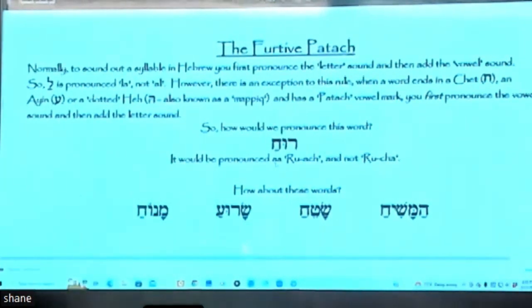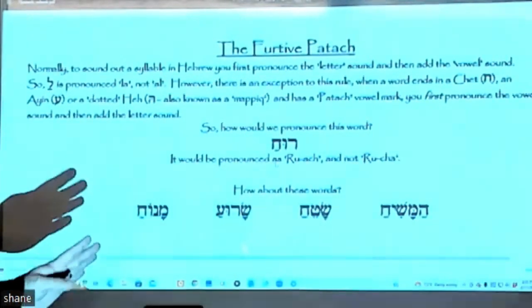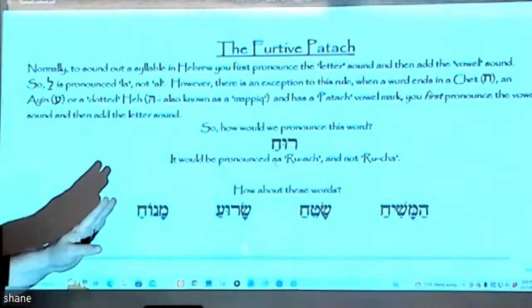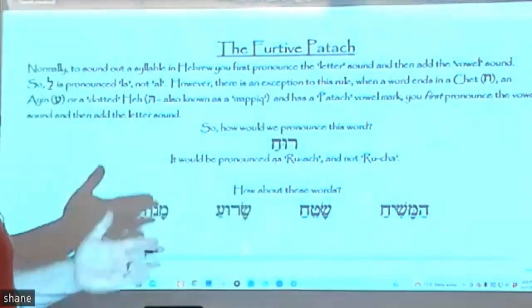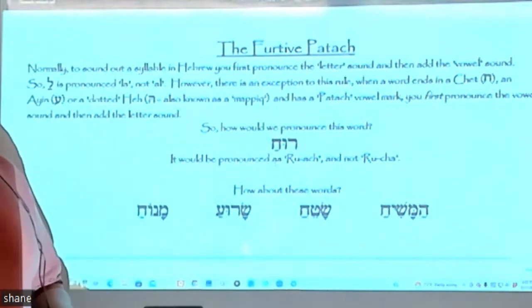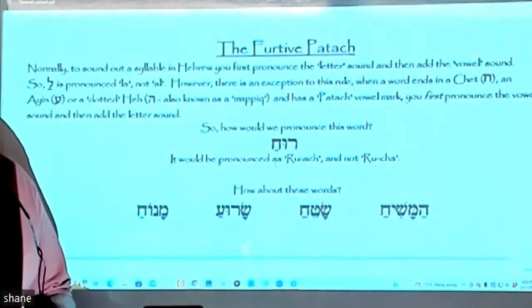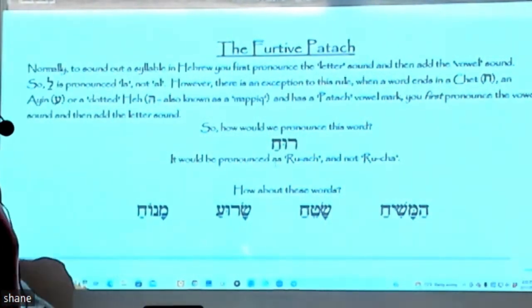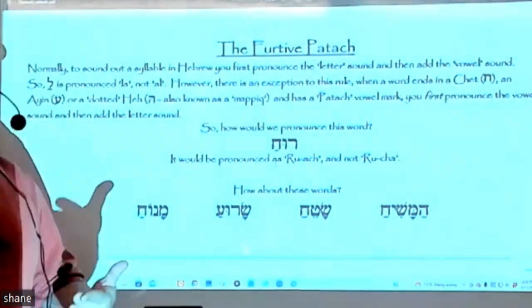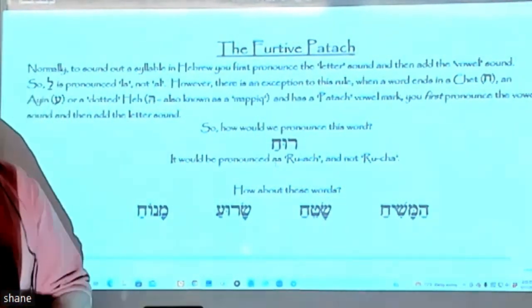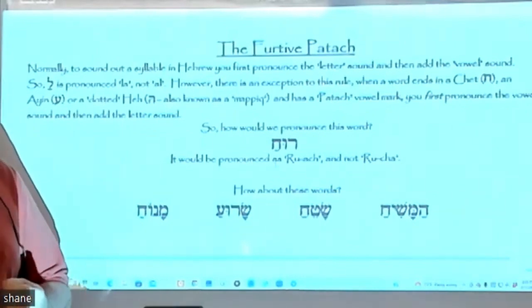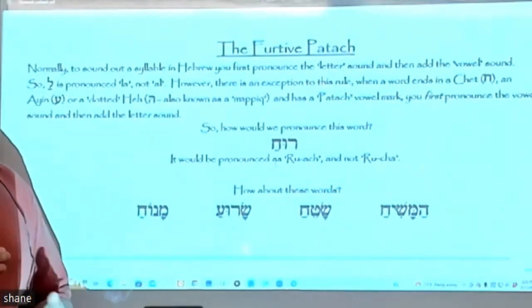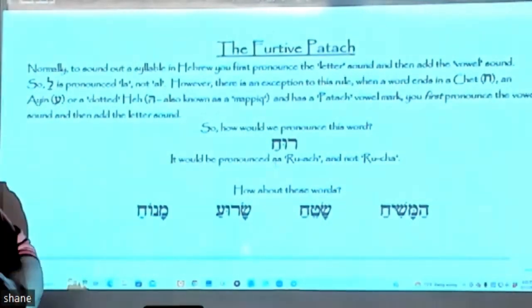Remember we talked about that, I guess it was last week. We talked about the mapik, right? So we had the letter hey, and it has a dot in it at the end of a word, and it has a patach, the little straight line underneath it. Then what you're going to do is flip it. So instead of doing consonant sound, vowel sound, you'll do the vowel sound, then the consonant sound. Okay.